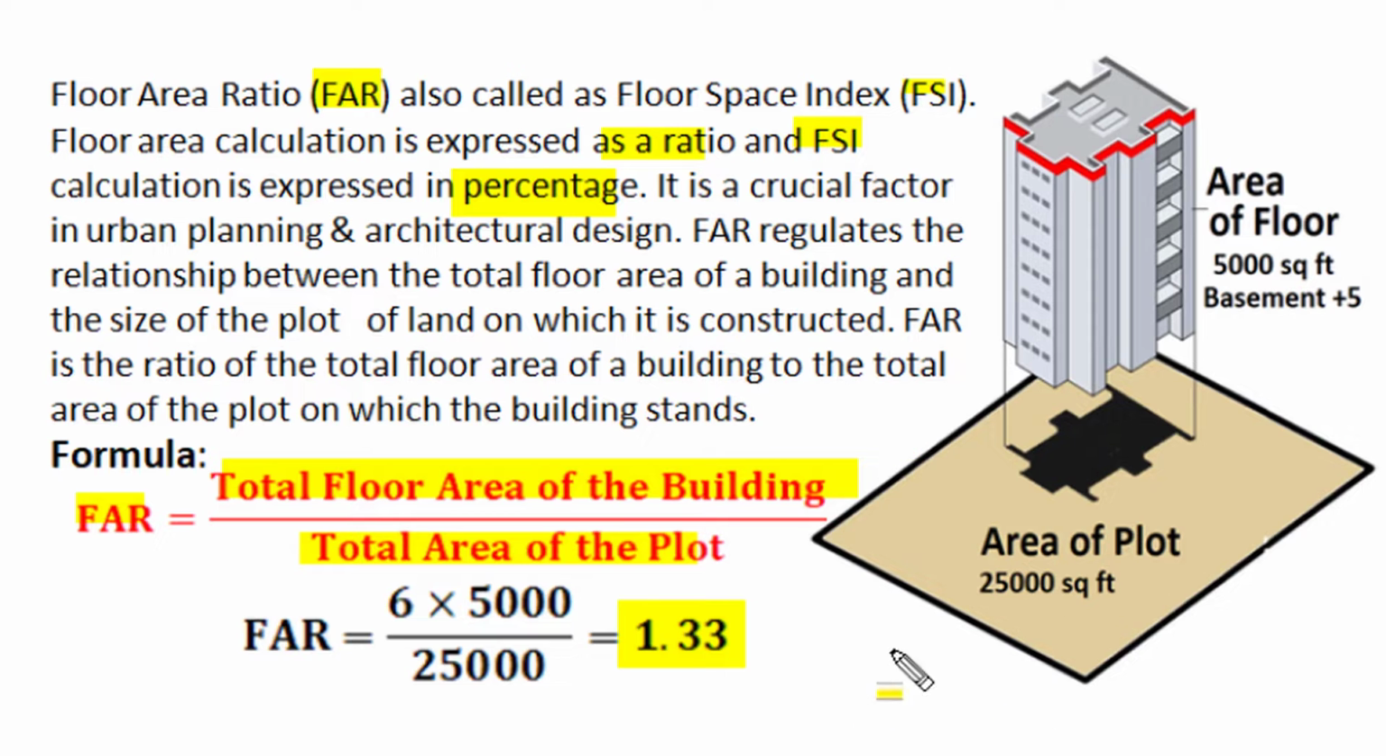Here the plot area is 25,000 square feet and we have 5 floors each of 5,000 square feet. Then total floor area of building is with basement and 5 floors. Here basement is not used solely for parking. Then it is 6 into 5,000 total floor area of building, and the ratio of total floor area of building and total area of plot, 1.33, is FAR, and if it is expressed as 133% then that becomes FSI.